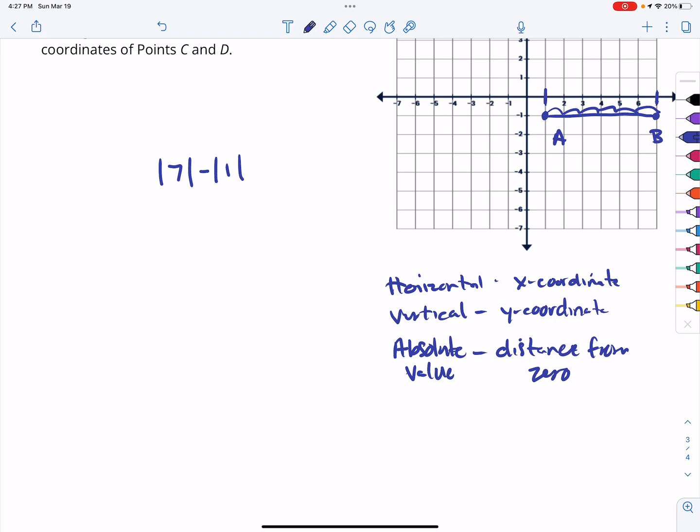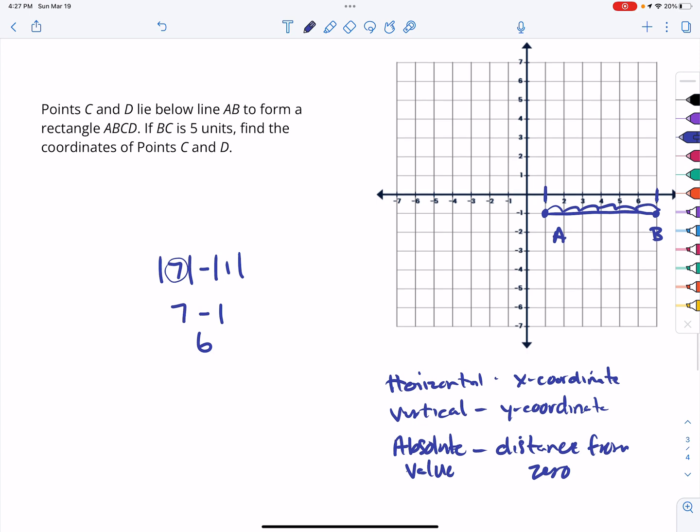Now this one's kind of boring because they're both positive numbers, but we'll look at another example where they're negative and how that's going to change what we do. So the absolute value of 7 is 7, minus the absolute value of 1, which is 1. So that is 6 units. So when we use that absolute value, we were able to calculate the same thing.